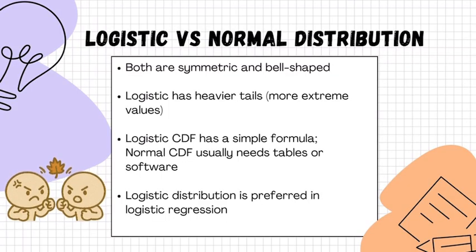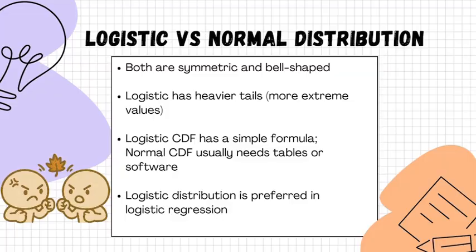Key difference: tails. The logistic distribution has heavier tails. We have already explained that in the previous part. So let's go to the second difference. It is the CDF formula. The logistic CDF has a simple formula, very easy to compute. But the normal CDF has no simple formula, usually needing tables or software. That's why logistic is mathematically easier.